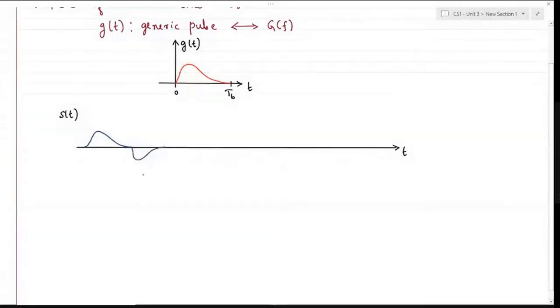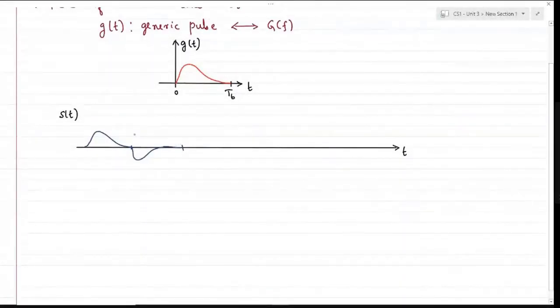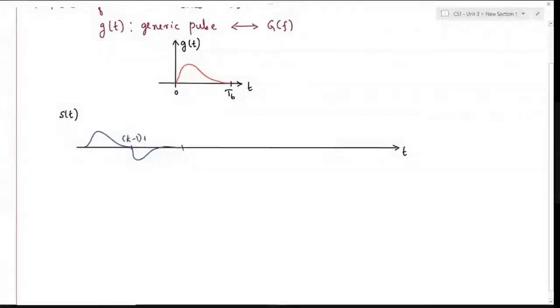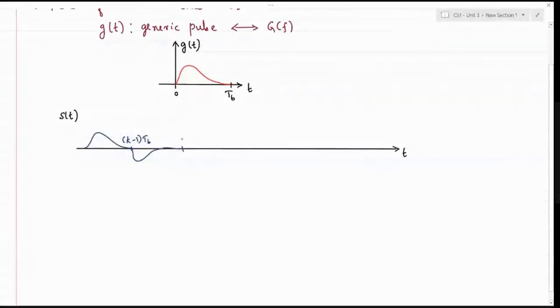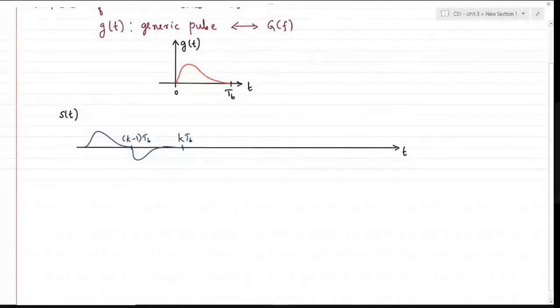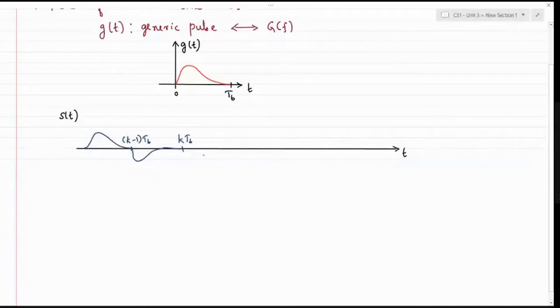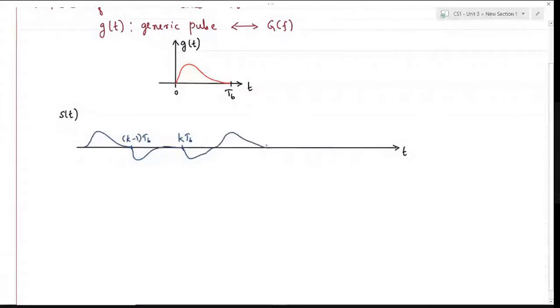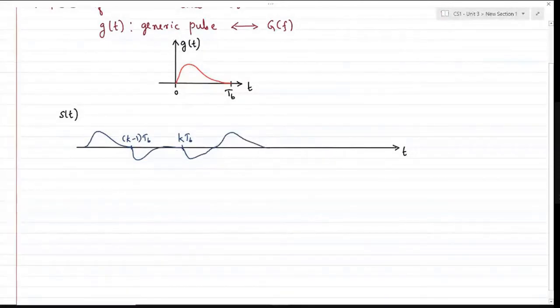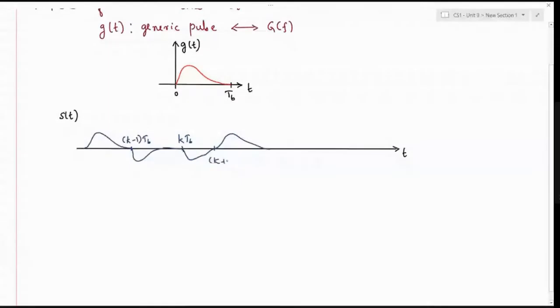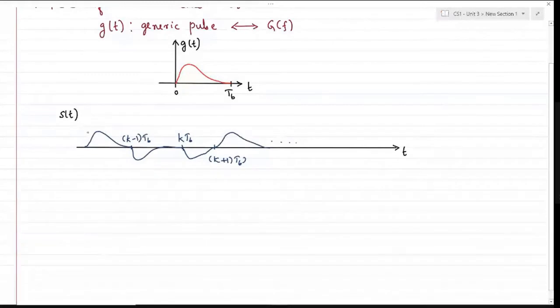So it's a kind of compressed version of the original binary signal. So the bit duration is the same. In general, I can say this is around (k minus 1) Tb instant of time, and this is around k Tb. So I can have any other shape as I wish. And so on. I can say this as (k plus 1) times Tb, and so on. This is my transmitted pulses, electrical pulses, depending on the binary data that I have.